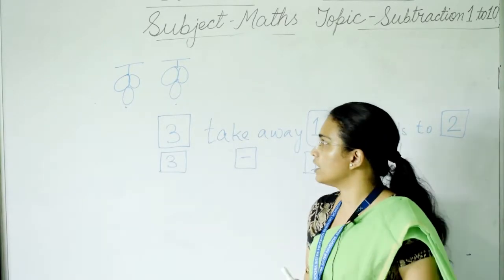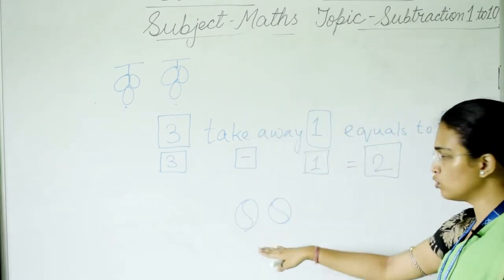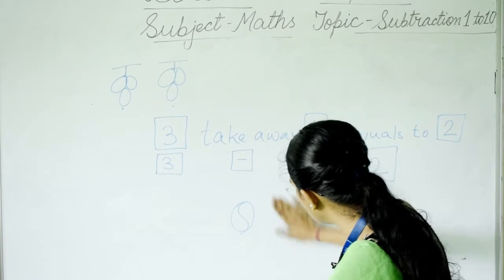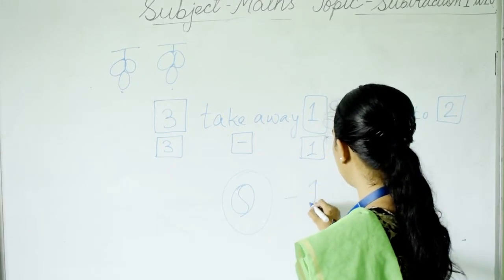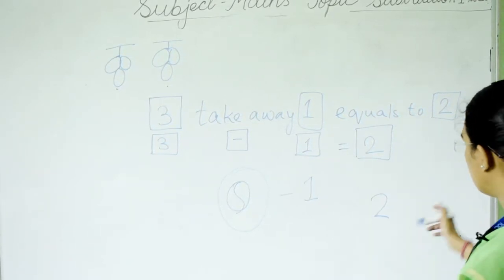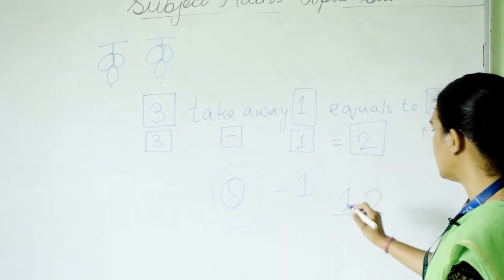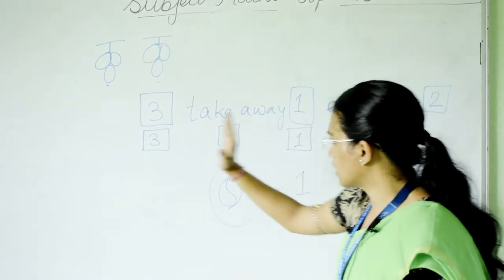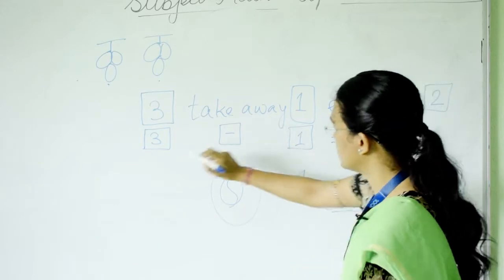Okay, so if I have 2 balls, and I give 1 ball to my sister, then how many balls do I have? Only 1, right? So what comes before 2? 1. That means when we subtract 1 from the given number, the number which we get comes just before the given number. Okay.